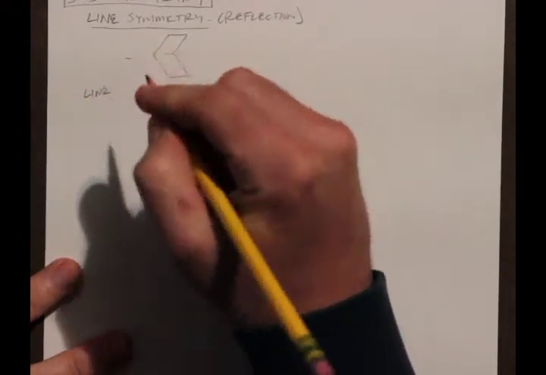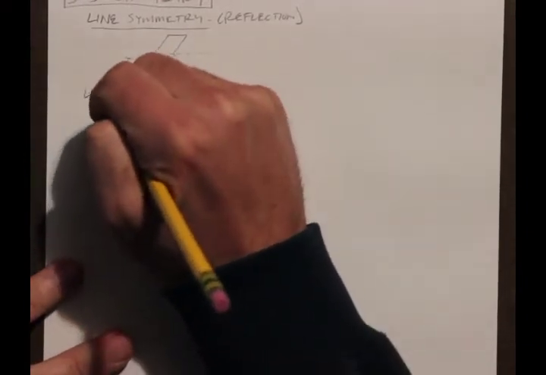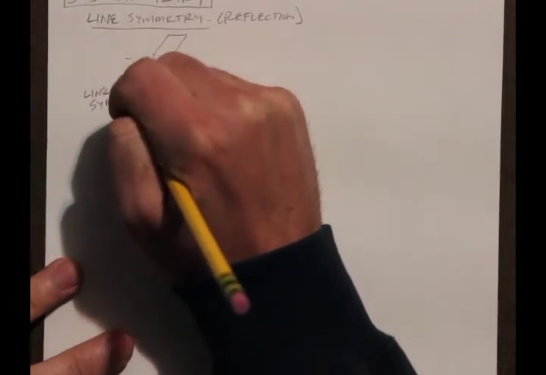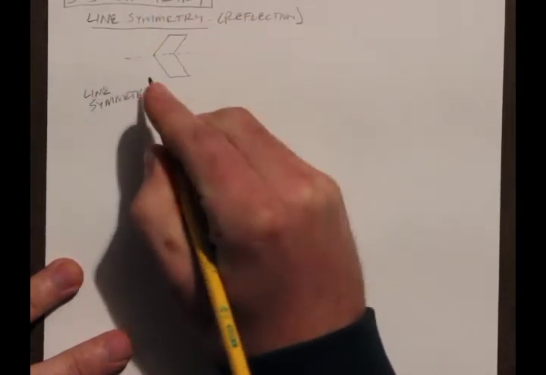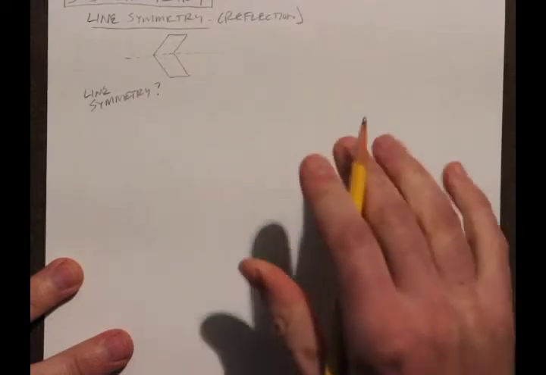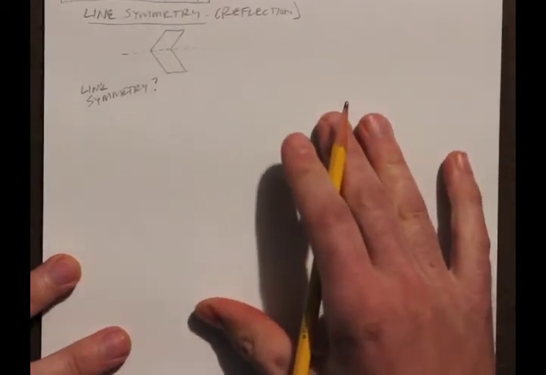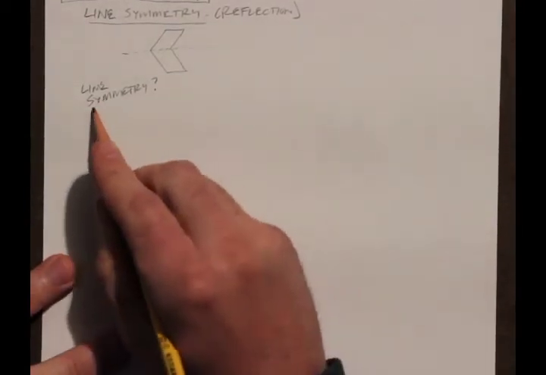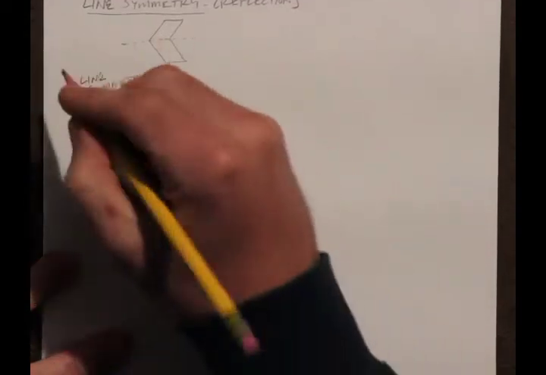On your homework you might see something that says draw this shape and show if there's line symmetry or not. So we're going to do some examples of that. So here's one.